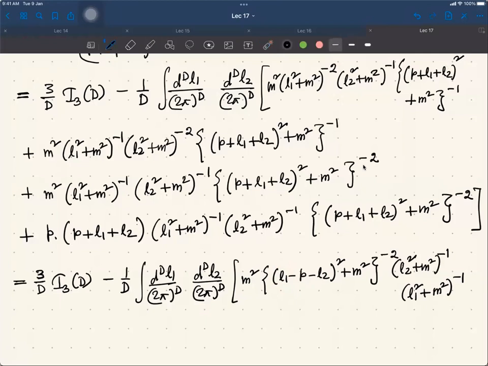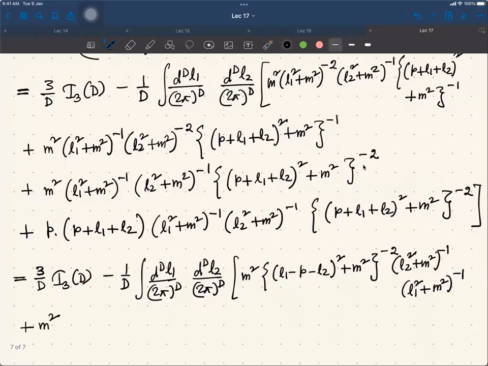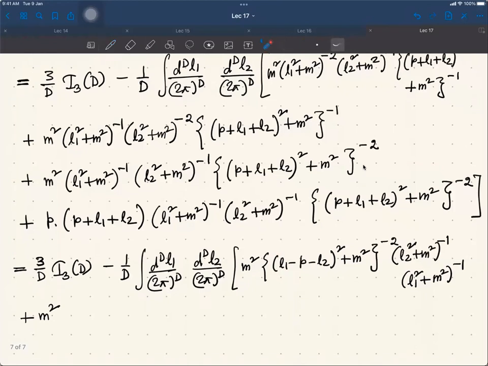Similarly, we do the same thing for the second term. In this case, the power minus 2 is occurring with L2. So I want to make this L2. So if I have to make this L2, then I should shift. I should write L2 as L2 minus P minus L1.